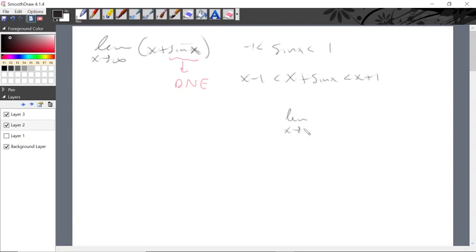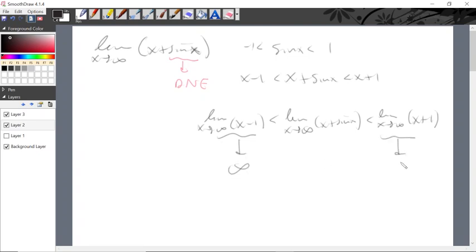So the limit as x goes to infinity of x plus the sine of x is bounded between the limit as x goes to infinity of x minus 1 and the limit as x goes to infinity of x plus 1. And each of these limits is going to infinity. So therefore, our limit is also going to infinity.